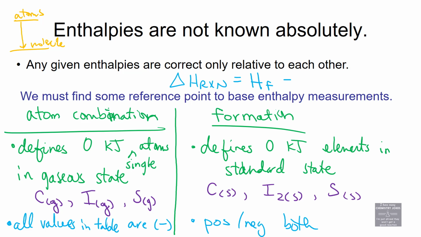We can talk about it as final minus initial. We can talk about it as products minus reactants. It's the same thing if you're using atom combination tables and you're calculating delta H of reactions, final minus initial, products minus reactants. If you are talking about formation enthalpies, delta H of a reaction, final minus initial, products minus reactants, done. It does not matter. I've spent a long time talking about this, but yeah.